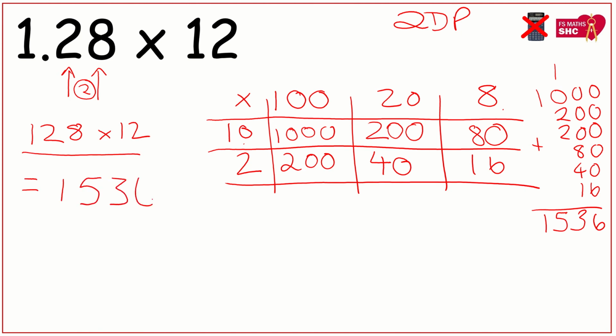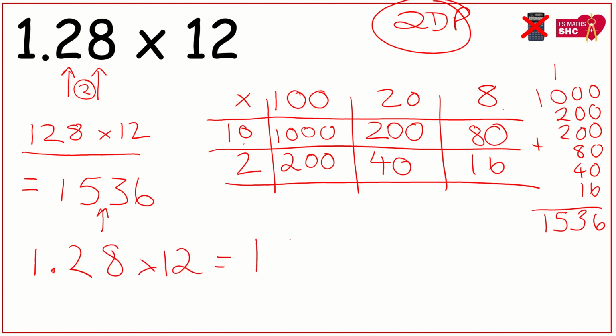But we've still got to put those 2 decimal places back in. So to make this 2 decimal places, it's going to go in between that 5 and that 3. So we've got the 3 and the 6, they're the decimal places. So to finish off, 1.28 times 12 equals 15.36. So a bit more to do in that one. I think actually that one's quite hard, but let's try the next one.